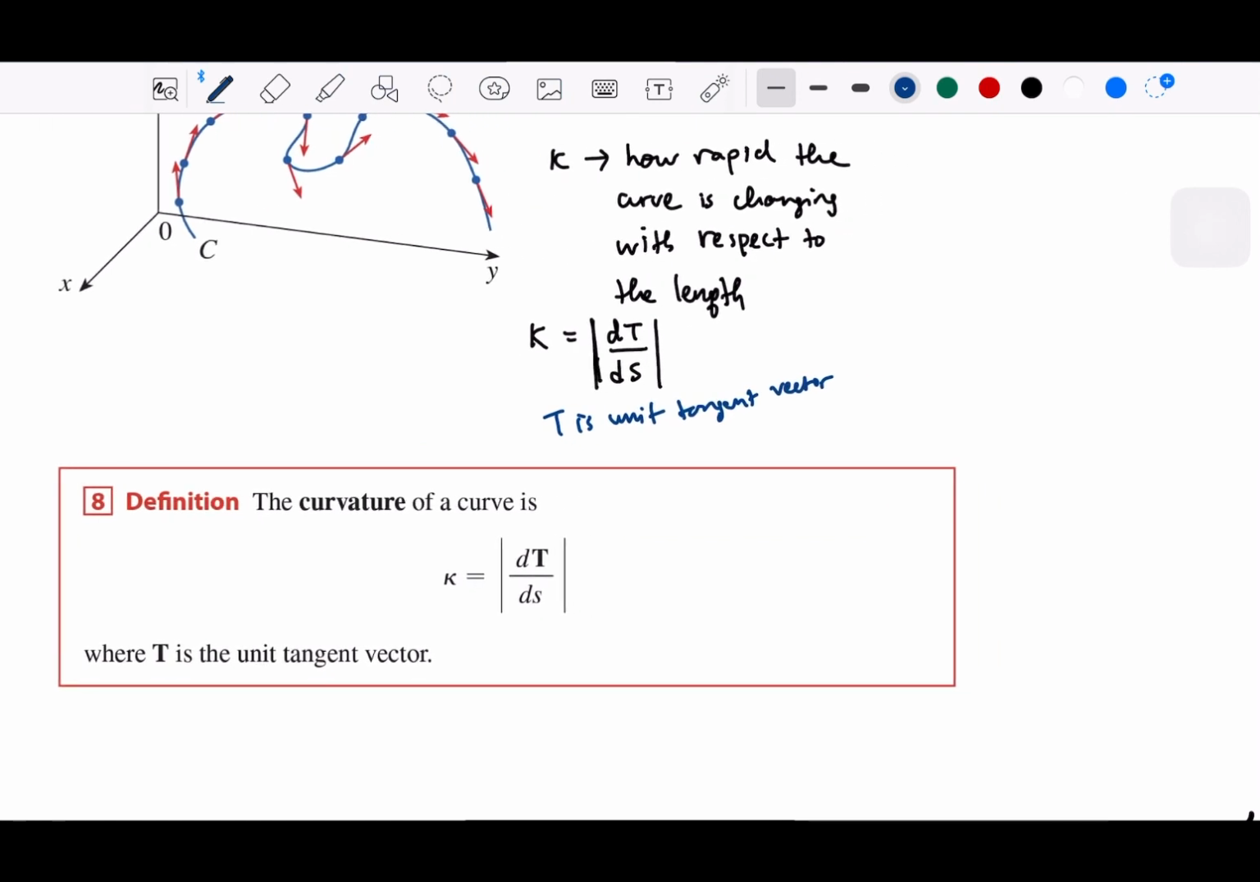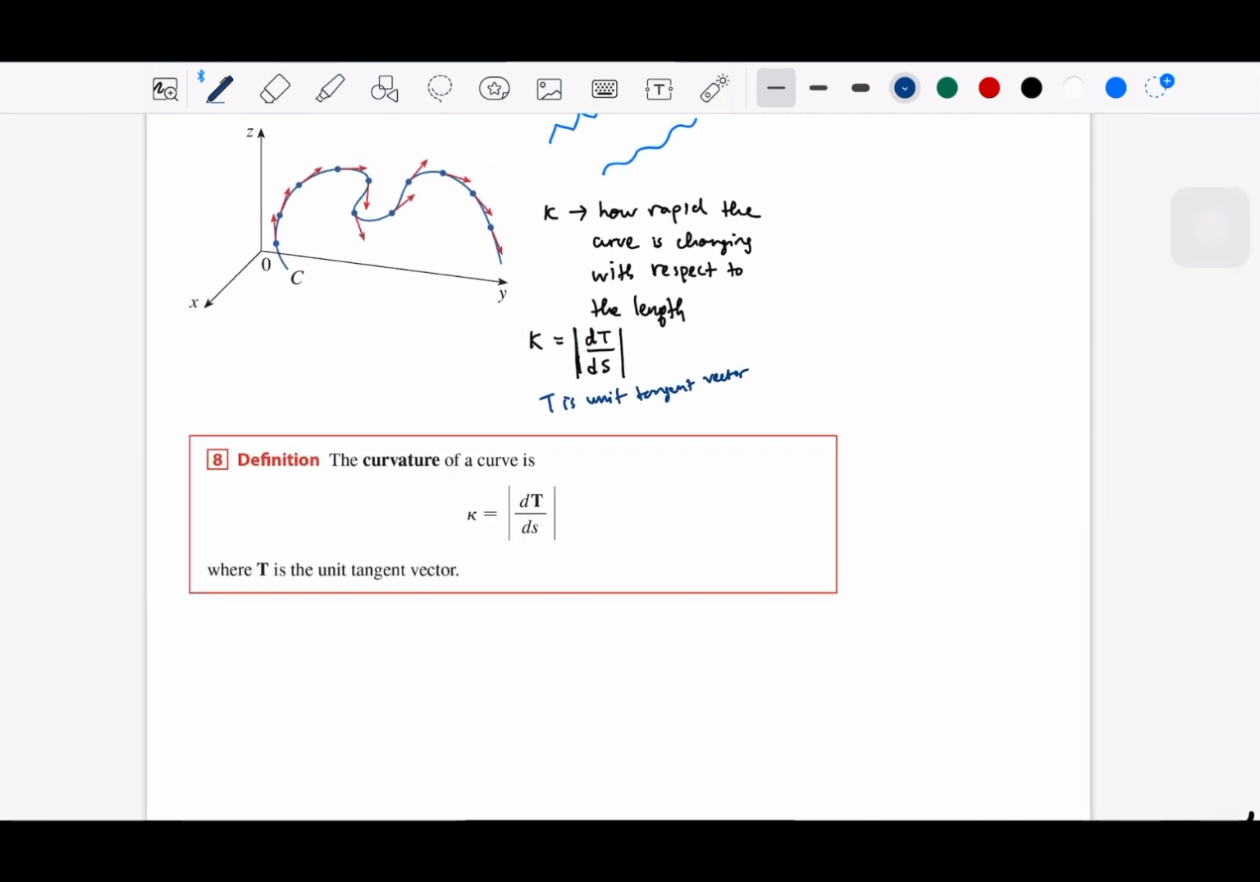But these expressions are not easy to compute. The magnitude value of dT over ds is not easy to compute, because ds itself is specific to the arc length, right? So we need to break down this equation into a more simplified form so that we can calculate more easily.